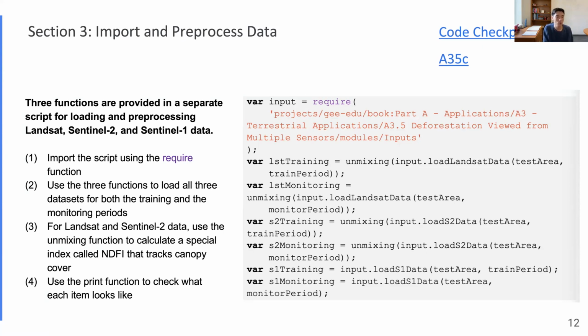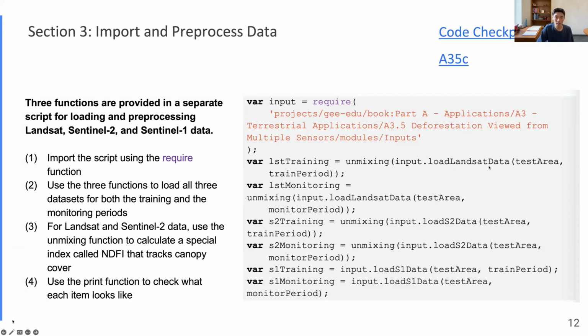So for here, I won't talk about it in detail, but feel free to go to the utility script and learn from there about how we actually load the Landsat, Sentinel-2, Sentinel-1 data and how we do the pre-processing there. To continue this lab, we just import that script by requiring the location of that script, and then we are free to use all of the functions that are already in there.